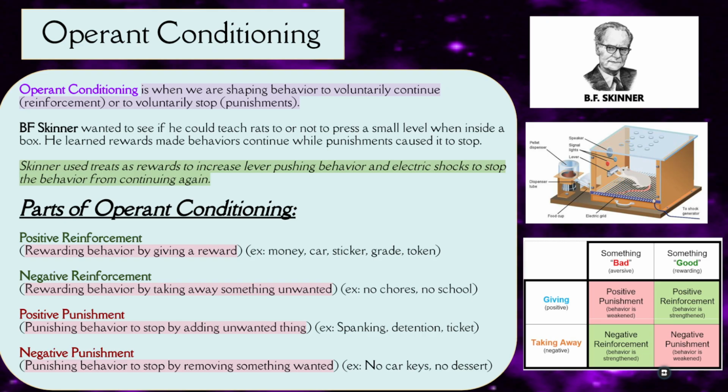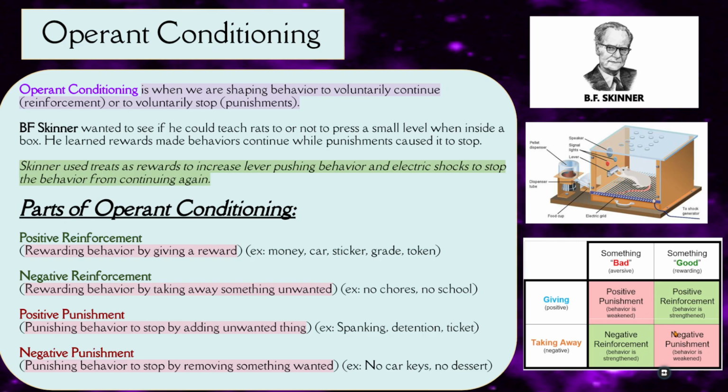Then you have punishments. These are all bad. Positive punishments is giving something for bad behavior. Think about giving a detention or giving a speeding ticket. You're giving something bad. Negative punishment is taking something away because somebody was bad. So for example, negative punishment could be taking away car keys for drinking or taking away dessert for not eating vegetables. So punishments are bad, reinforcements are good. Easy way to kind of break those up, kind of being able to dissect those into 4 different sections.